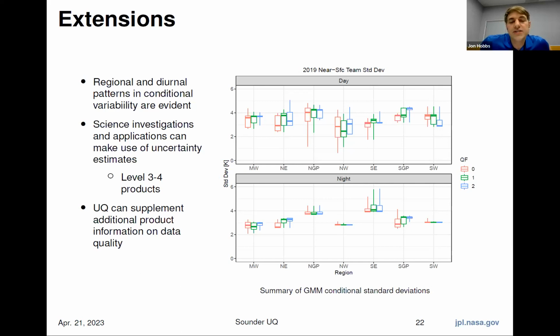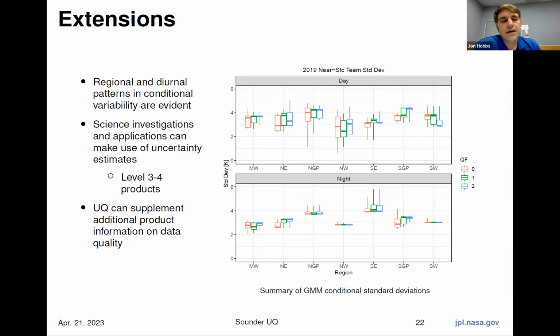Okay, yeah, so actually I just want to discuss how this methodology can be utilized sort of downstream a little bit. The figure on the right is showing the distribution of the single sounding standard deviations that arise from the simulation-based procedure, day on top and night on the bottom for the different regions. And they're also grouped by an additional retrieval quantity or retrieval diagnostic on quality that's produced by the retrieval algorithm.